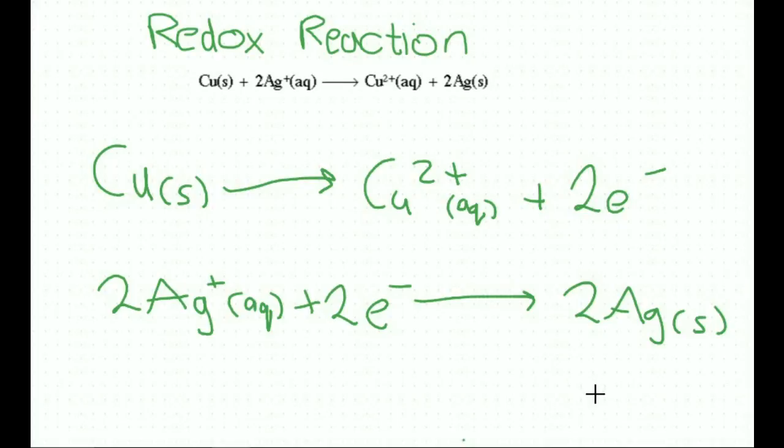The important thing to remember is that you balance the redox equation. A redox equation is made up of half equations, and the number of electrons must match. So here we've put a 2 in front of everything so that there are 2 electrons gained by the silver and 2 electrons lost by the copper.